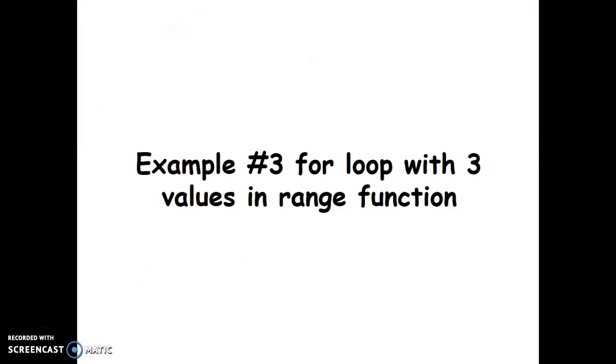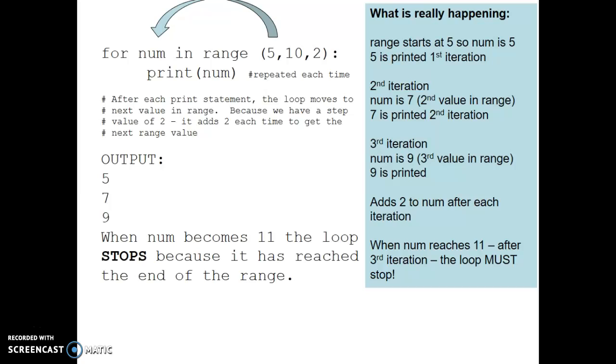Our last example is going to show you what happens when you add a third argument, and that's called the step. So in this case, we have 5, 10, and 2. And what the 2 represents is how much you're going to increment your loop counter on each iteration. So as you can see, we start out with our starting argument, which is 5, and we're going to print 5. Now, instead of adding 1, we're going to add 2 each time the loop executes.